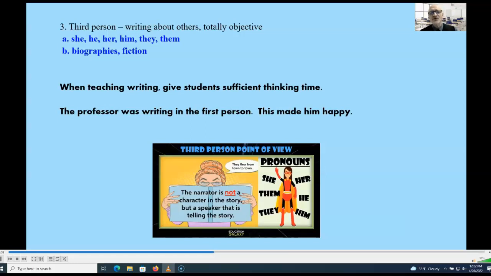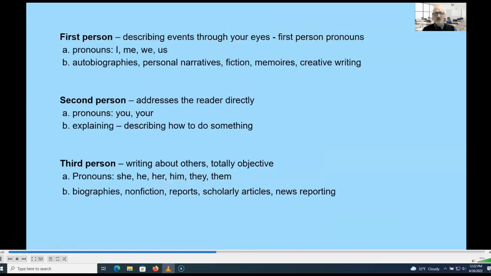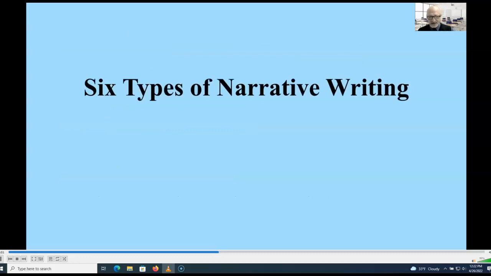When teaching writing, give students sufficient thinking time. No pronouns there. The professor was writing in the first person. This made him happy. One pronoun there. You get the idea. So you see, first person, your eyes. Second person, you include the reader. Third person, about others, totally objective. And you see the types of writing there. All right, moving on.